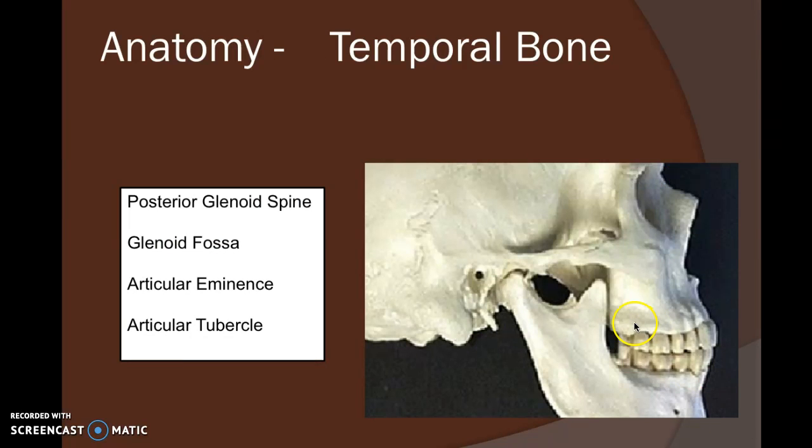To refresh your memory, we have the temporal bone here, and the mastoid process is actually part of the temporal bone, starting down here. And this is the posterior glenoid spine in the back, the glenoid fossa, the articular eminence, and the articular tubercle here. The articulating surface of the articular eminence is convex, and it's the primary load-bearing area for the TM joint. The trabecular bone is thicker here.